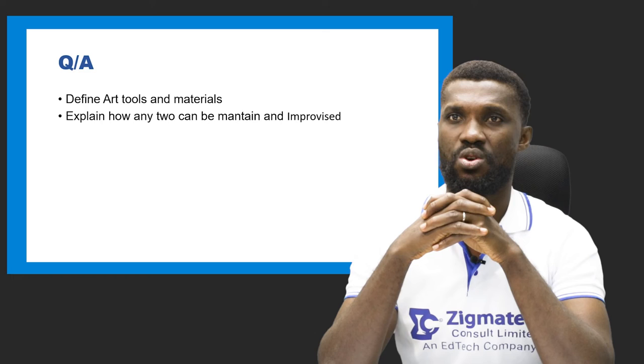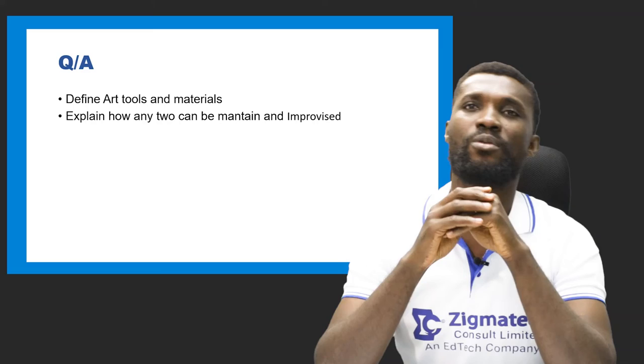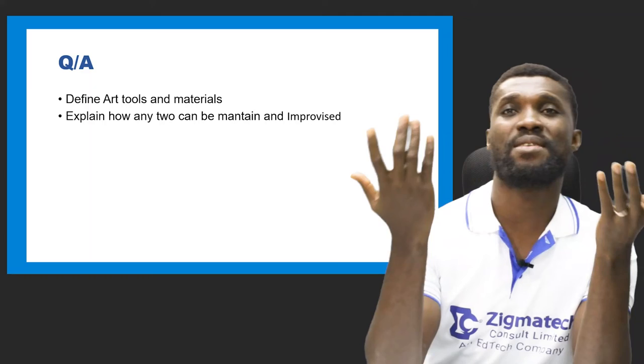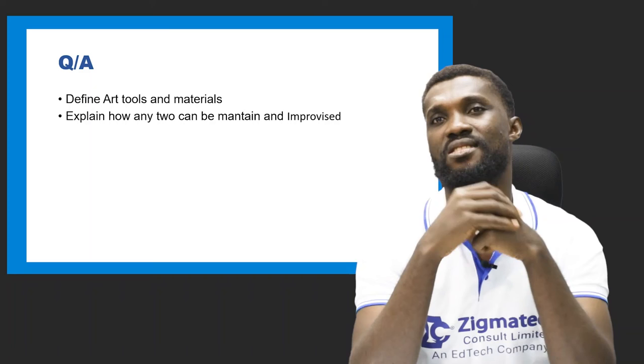Any tool materials that can be maintained or improvised. Explain how any tool can be maintained or improvised. So when I say any tool, maybe you can say how you can maintain, like the one we talked about today, the axe. How can the axe be maintained? You avoid using it on stones or iron.